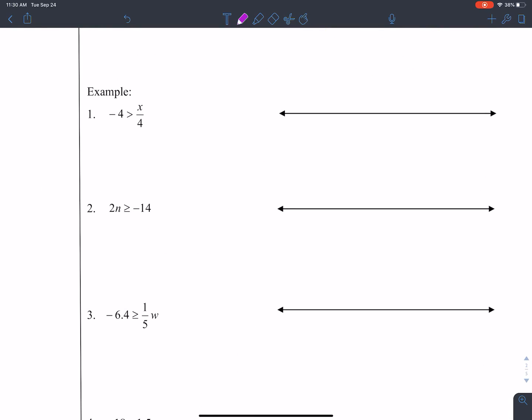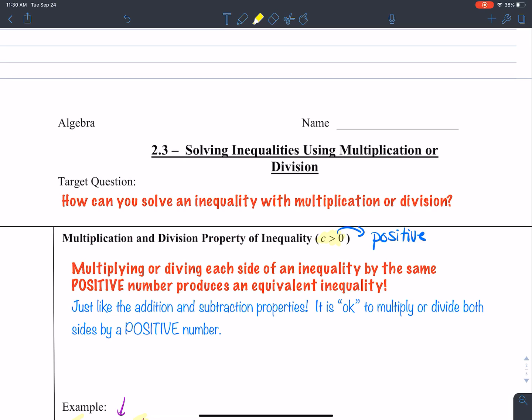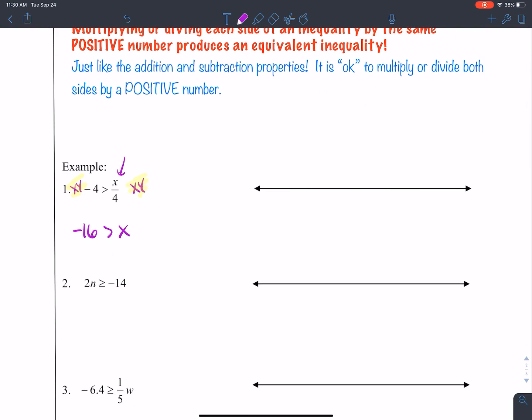If I wanted to get x alone in this inequality, I do not want it to be divided by 4, so I'd multiply both sides by 4. So -16 and then x. Now I multiplied by a positive number, and according to what we just learned today, it is okay to multiply by a positive number. We don't need to do anything special. So that's our answer. So we'll quickly graph our solutions. At -16, there's an open arrow, and x is smaller than -16, so we would shade everything that is smaller.